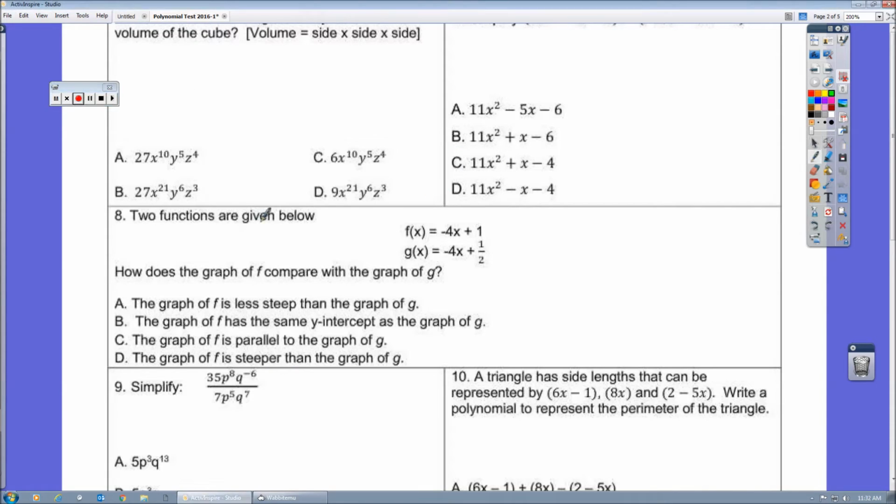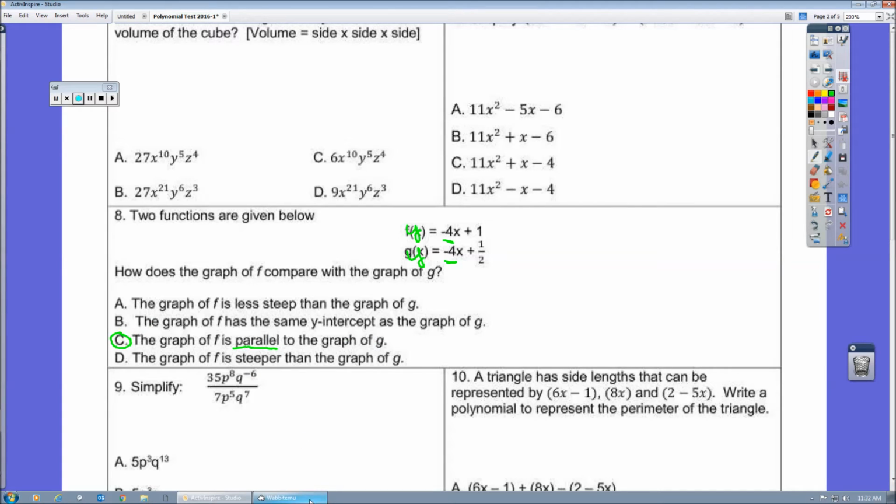Number 8, they give us 2 functions below. How do they compare to each other? Well, if I put these in y equals mx plus b, which I have already, I notice the slopes are the same. If you have the same slopes, that means they are parallel, right? So obviously I know my answer is going to be C. The graph of f is parallel to the graph of g.